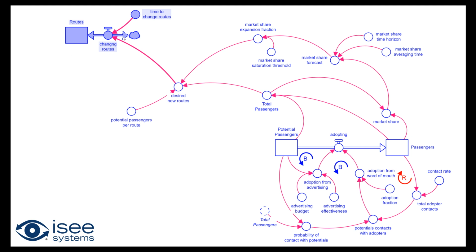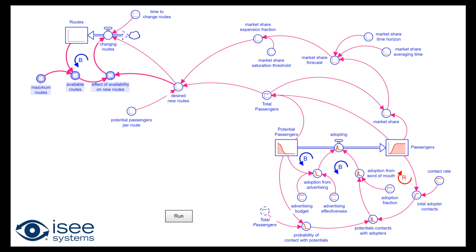So here are the routes, and this is just a stock adjustment process. We figure out how many routes we want to add, and we have some time to change them, and it's limited by some maximum that we set, maximum number of routes, and that affects the availability of those routes and therefore controls how fast this can grow. This is a graphical function to do that. If we run this again, we can see the model is correctly growing to the maximum number of routes that we've set over time, which is what we want.